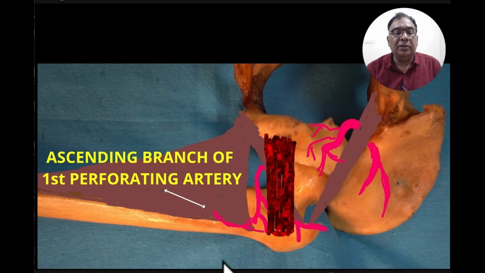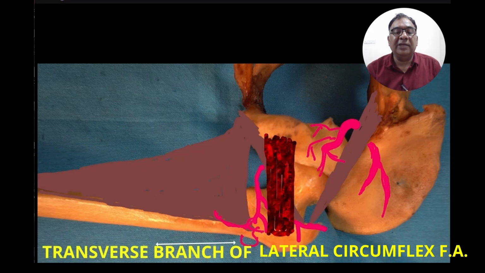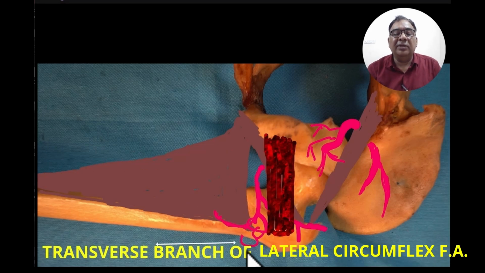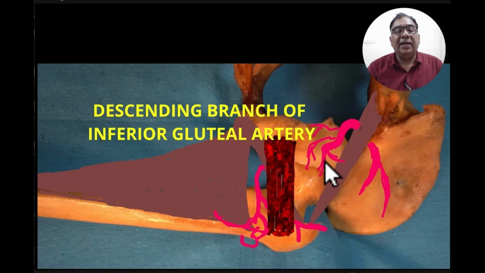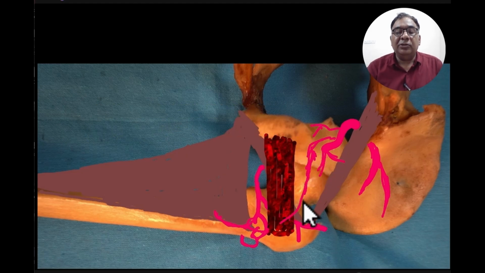Other branches. This is transverse branch of lateral circumflex femoral artery. Wind round the neck and reach to lesser trochanter and here it takes part in cruciate anastomosis. This is inferior gluteal artery and descending branch of inferior gluteal artery also takes part in cruciate anastomosis.